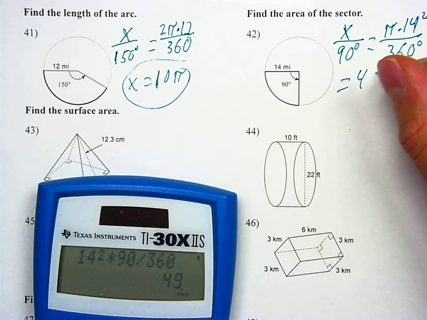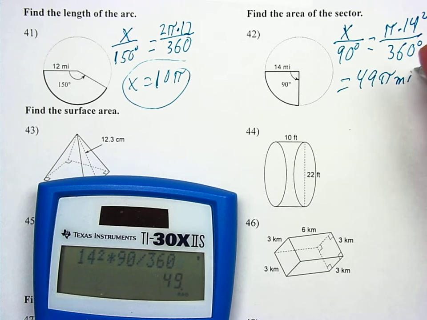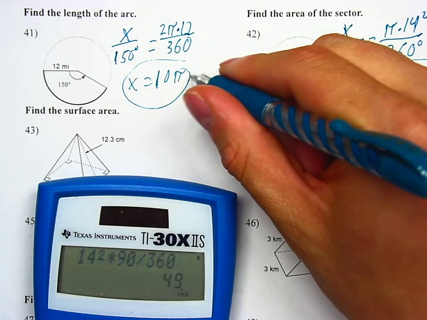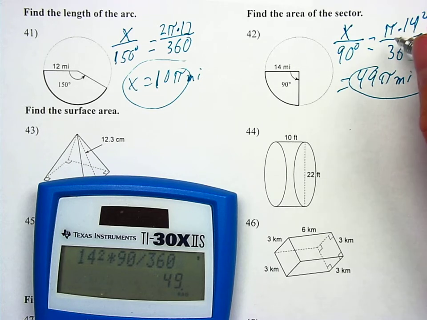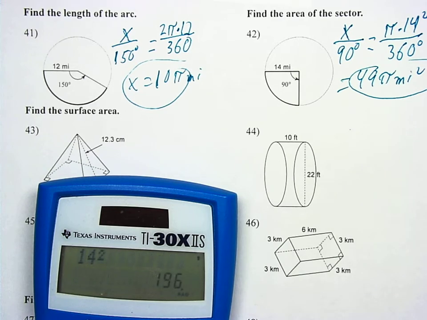And again, if you're doing this by hand, and I should put my units here, square miles. Forgot to do that on the last one, miles. So again, if you're doing this by hand, you're going to take 90 into 360. That goes 4 times. You're going to take 14 squared, which is actually not 256. It's 196. 196 divided by 4.